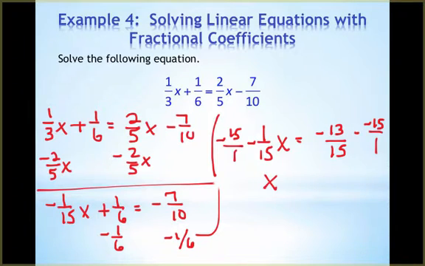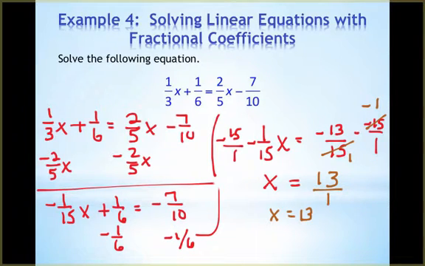Well, this gives me just 1x on my left-hand side, and then I can simplify that. 15 and negative 15 have a common factor of 15, and I get 1 and negative 1, and then negative 13 times negative 1 is positive 13/1, or x is 13.